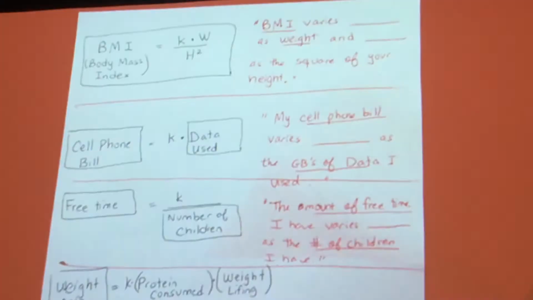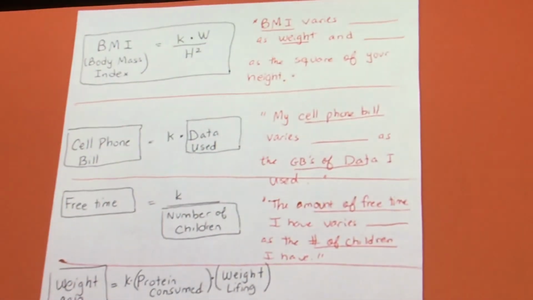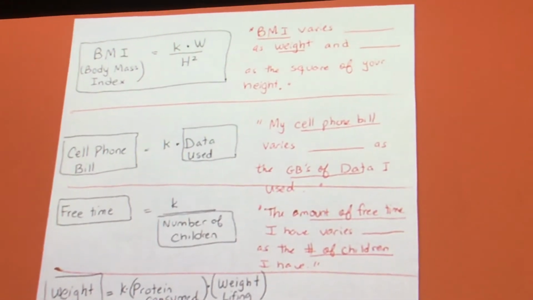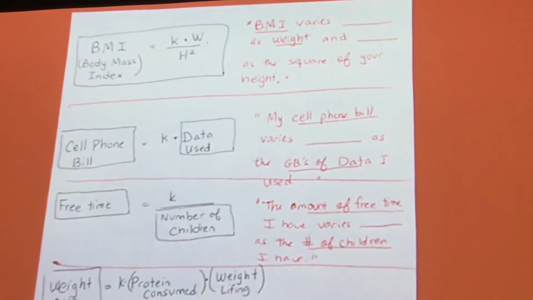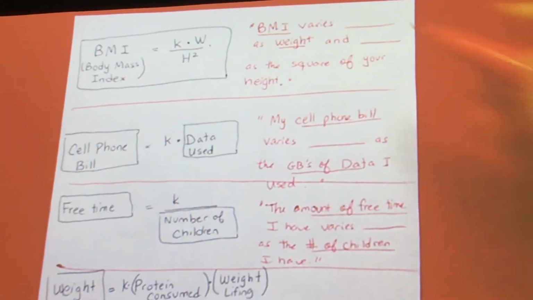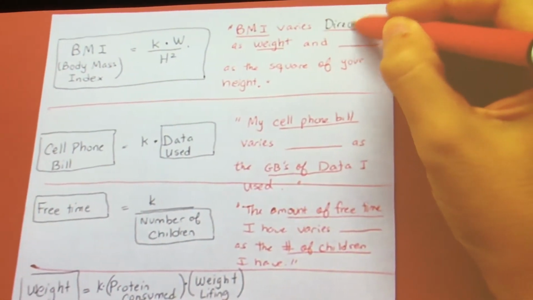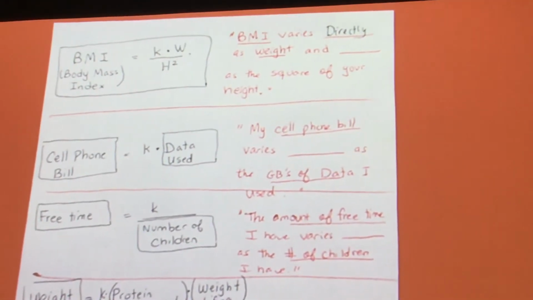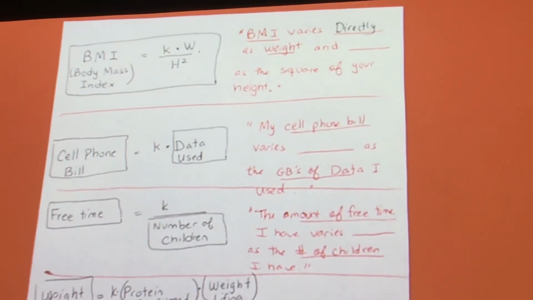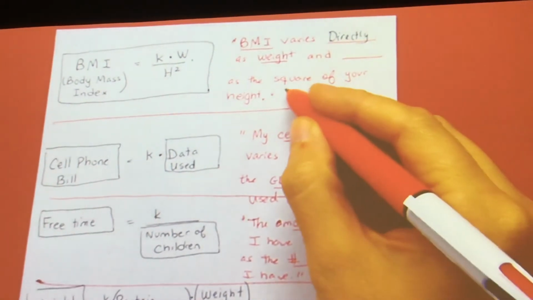Okay, so how would I describe this relationship? Here's what I would say. The BMI varies directly to your weight. So if your weight goes up, your BMI goes up. So I'm going to say directly as my weight, okay? But as my height goes up, my BMI actually goes down, right? So those are inversely related, and it's a very special relationship.